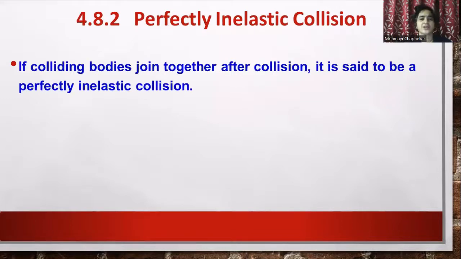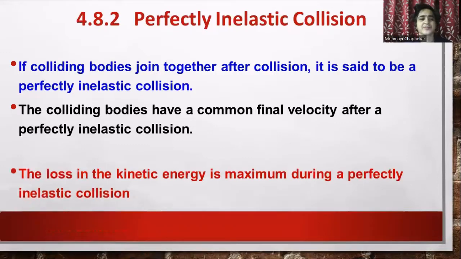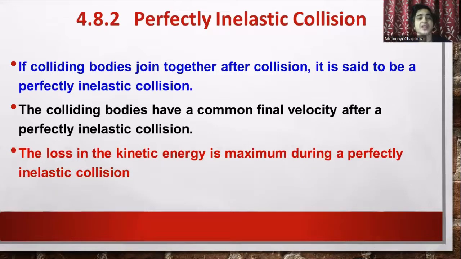If colliding bodies join together after collision, it is said to be perfectly inelastic collision. The colliding bodies have a common final velocity after perfectly inelastic collision. म्हणजे जर दोन बॉडीज कोलिजन नंतर जर एकत्र राहिल्या तर एकच बॉडी म्हणून जर पुढे मूव्ह झाल्या किंवा जागेवर राहिल्या तर then it will be perfectly inelastic collision. In perfectly inelastic collision, the loss of kinetic energy is maximum.